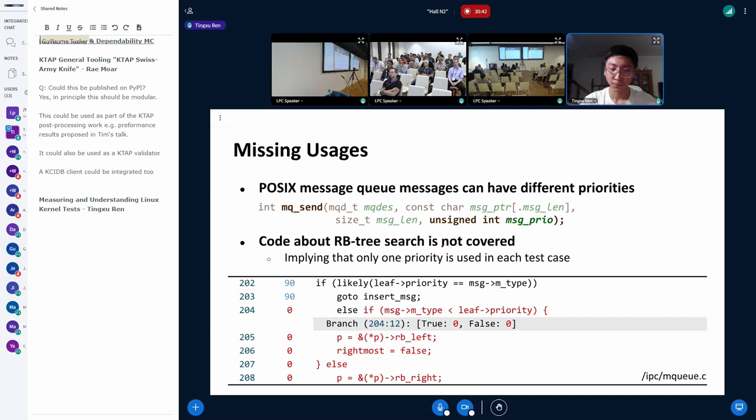Here I'm going to show some examples for each of the types. First is missing usages, where we take the POSIX message queue as an example. The system call mq_send uses its fourth parameter as the priority of the message. A message with higher priority will be inserted before others. But from the code below, we can see that some lines are actually not covered. The first column here shows the line number, and the second column shows the number of times a certain line is covered. From the table, we see that lines 204 to 208 are not covered even once. So this may imply that all the time the messages are using the same priority, because this code implements the searching process on the RB tree.